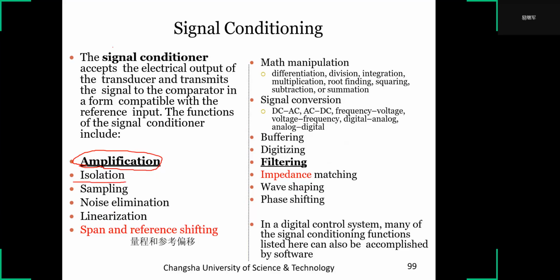Isolation: isolating the signal from other noises. Sampling: if we want to convert the signal from analog to digital, we need to sample the signal. We only need some of the values of the signal. Noise elimination: clear the noise.